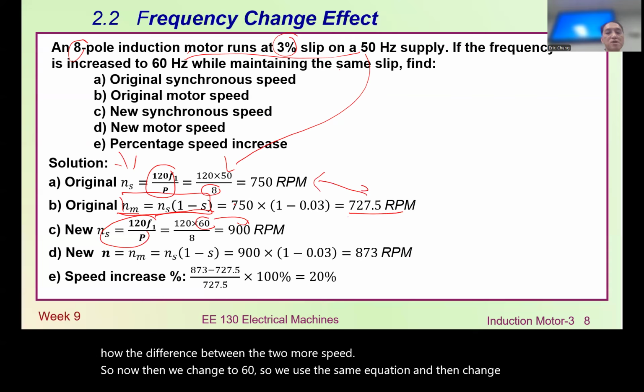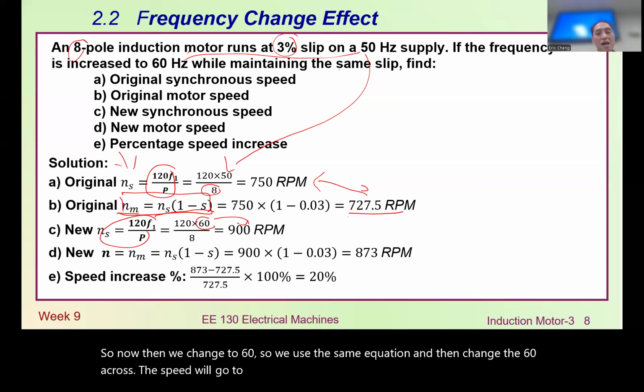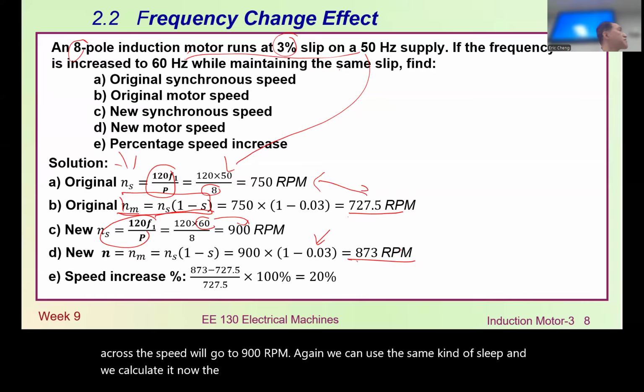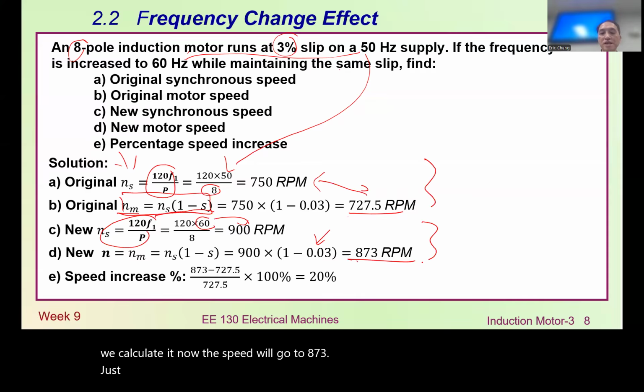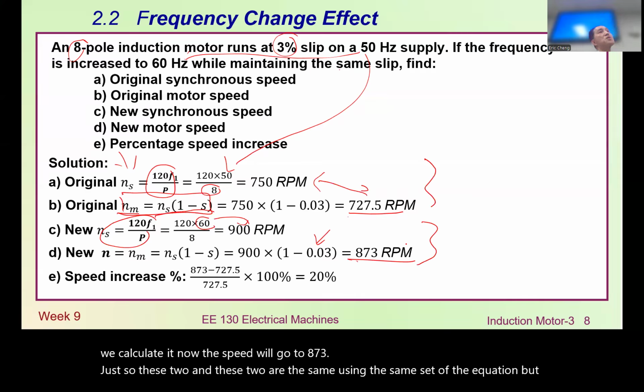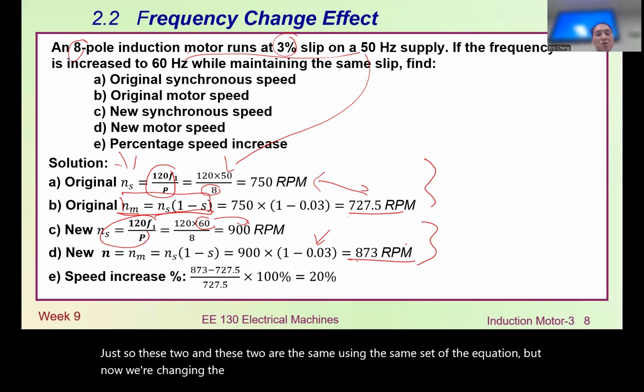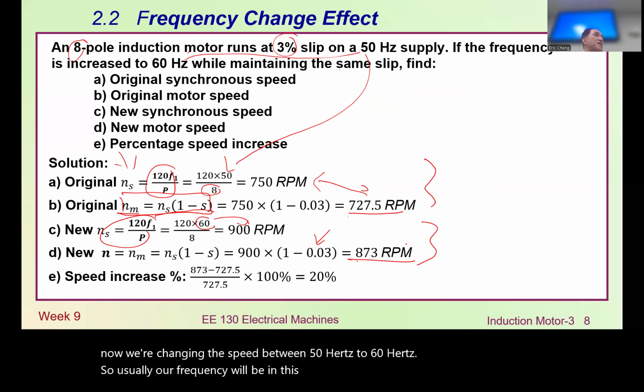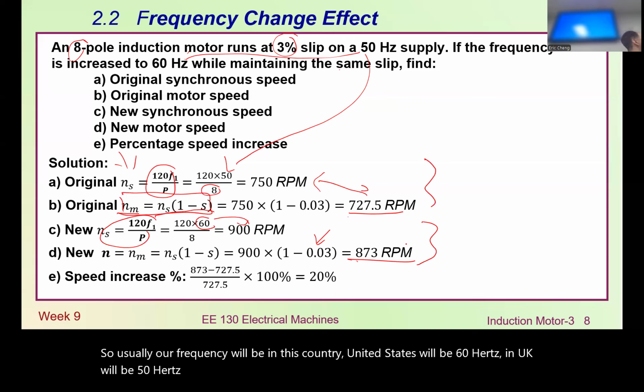Of course, the speed will go to 900 RPM. Again, we can use the same kind of slip and we calculate it. Now the speed will go to 873. So these two and these two use the same set of equations, but now we're changing the frequency from 50 Hertz to 60 Hertz. Usually our frequency in this country, the United States, will be 60 Hertz, in the UK will be 50 Hertz. So depending on which location, we tend to use that.